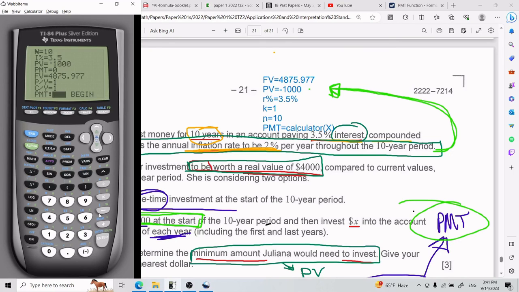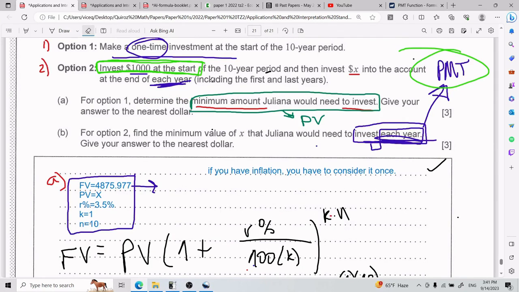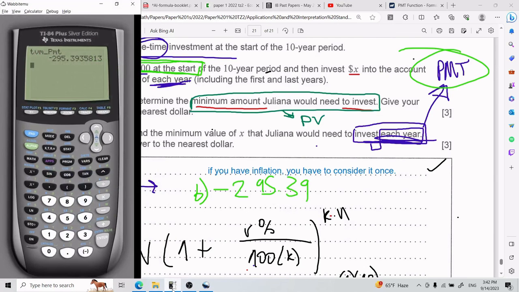Nothing really changes because we're just plugging in data. See? We need to go again to the apps, finance, and go to TVM PMT. So this is what calculates PMT for us given the stuff we plugged in. So what is PMT given all the stuff we plugged in? Boom. 295.3935. So for part B, the minimum value of X that Juliana will need to invest each year is negative 295.3935.